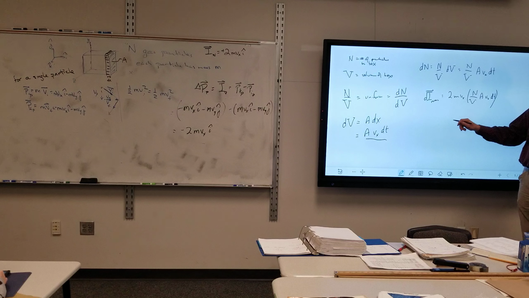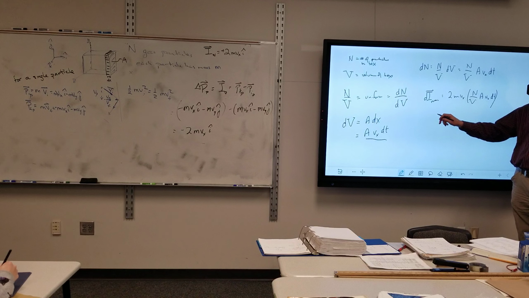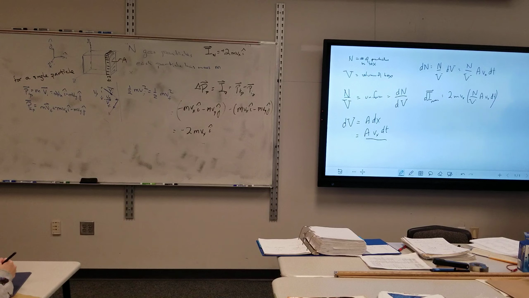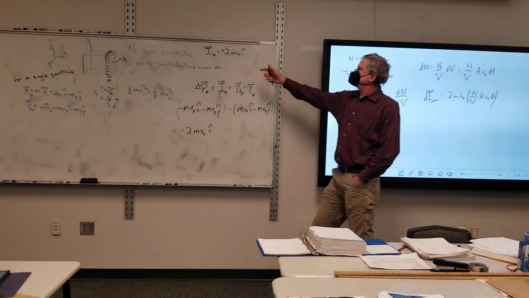Divide by dt. Do you multiply the m Vx on there too? Yeah, because the impulse is 2m Vx.